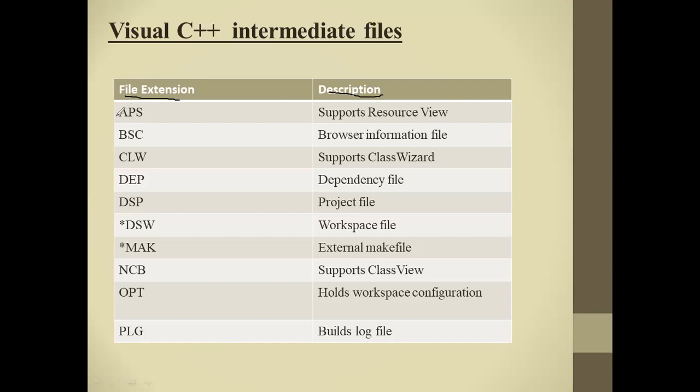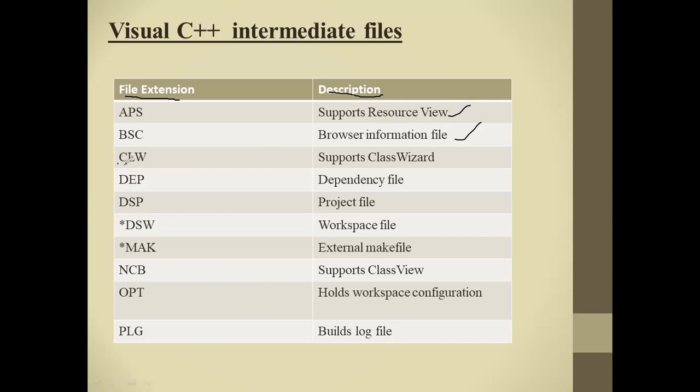As you can see, the first one is your ASP file. Basically, it is used to support the resource viewer, for the user purpose only. Then the .bsc file. These files are basically used for browsing information. Whatever browsing related things you have, it basically stores here.